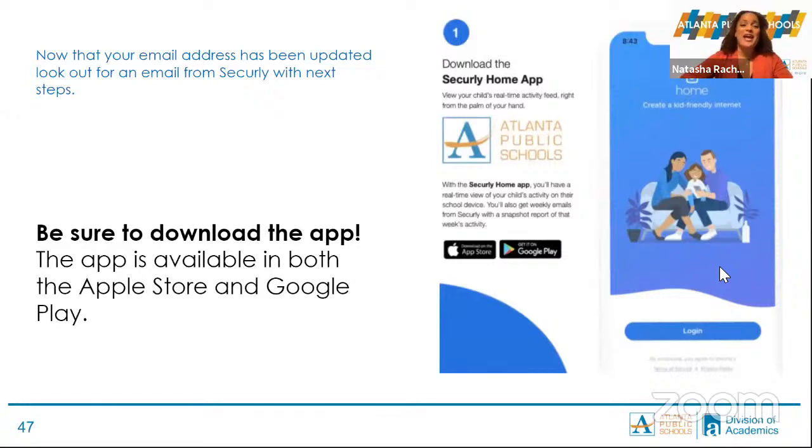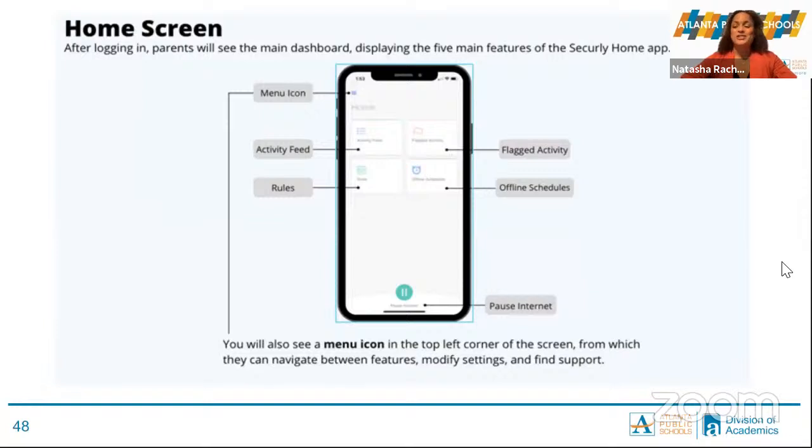So now that you have updated your email address and we've got all that information in there, you're going to look for that email. And you also have another step to do. You want to make sure that you download the Securely Home app. So this is available in the Apple Play Store or your Android Google Play Store. It's available on all platforms. So you'll just go to your App Store, search for Securely Home app, and click the download button from there. Next slide.